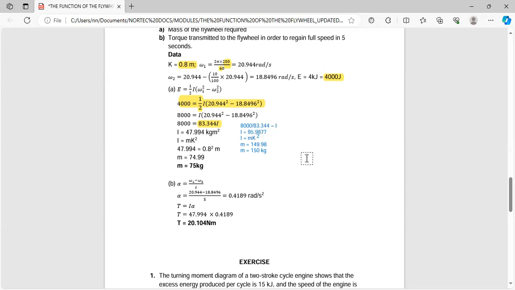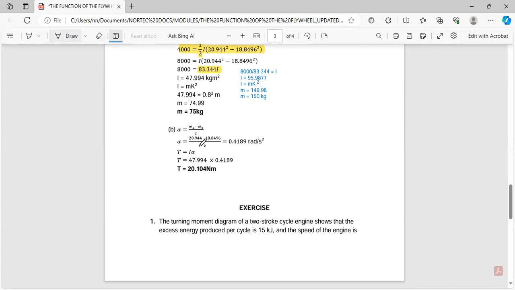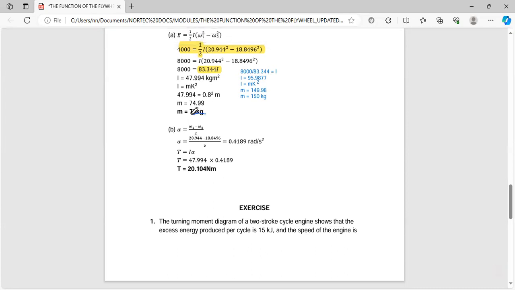Okay, that's fine. All right, so with this, we have our mass, and this value we are updating; it's supposed to be 150 kg. The error is just here. When we divide here, we get 95.9877 instead of 47. So we update the answer to this other value here.